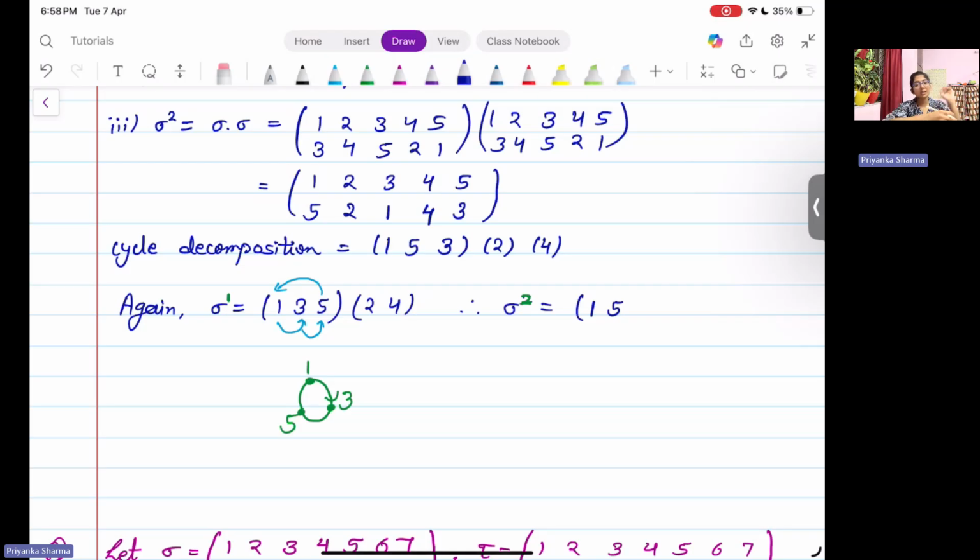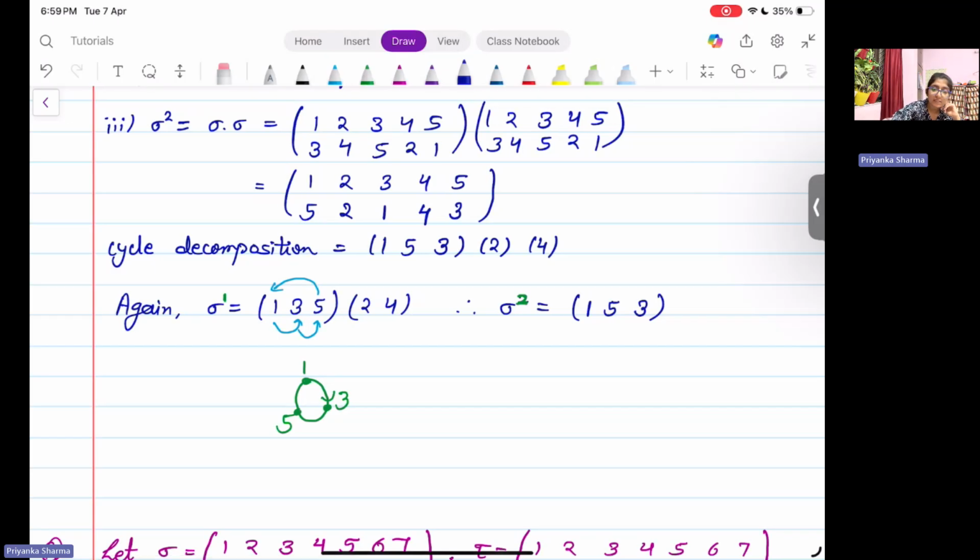Now, what is the image of 5? Image of 5 will be the second element coming after 5, that is, we won't write the one right after 5. We will write 3. And what about 3? After 3, the second element is 1 again. So yeah, the cycle completes.